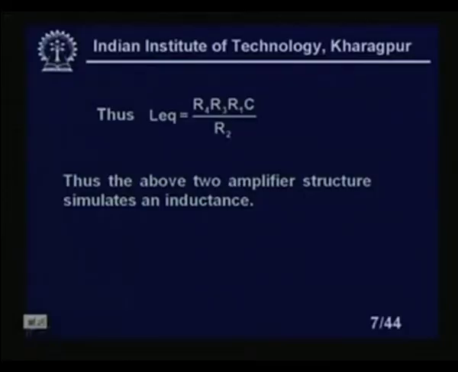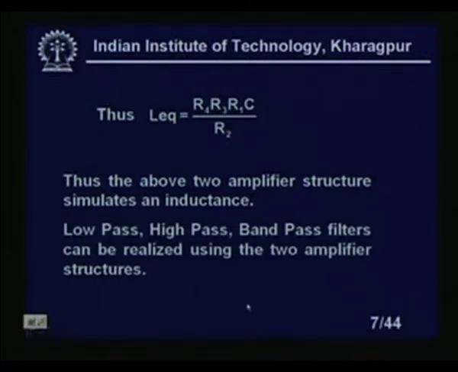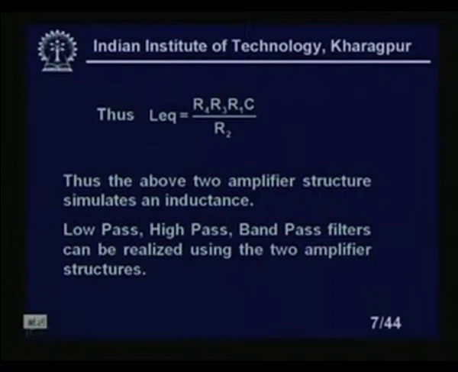Now, if I want to simulate the floating inductance, then these two circuits should be connected back to back, right. Only then will you get the floating inductance. So, the inductance which we have generated here is the grounded inductance. With the help of this inductance, I can obviously simulate low pass, high pass, band pass filters using these two amplifier structures.